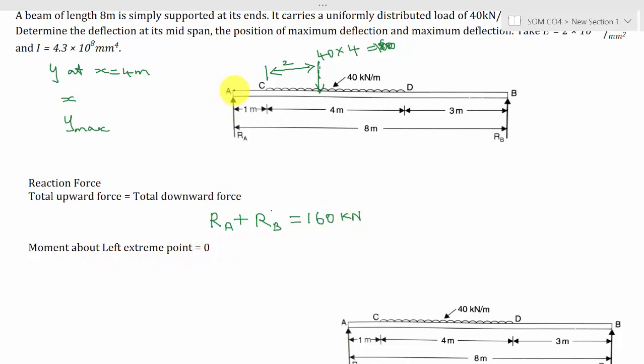Fine. The second one is moment about the left extreme point is equal to 0. So that is moment about point A is equal to 0. Okay. So we'll write RB into the distance, 8 meter, then minus, because this 160 kilonewton is acting in the clockwise direction. So it is 160 into the distance, here it is 1 and here it is 2, so totally it is 3. That is equal to 0.